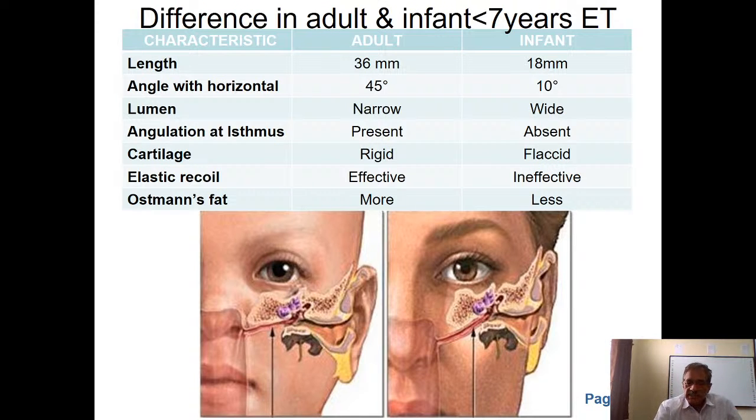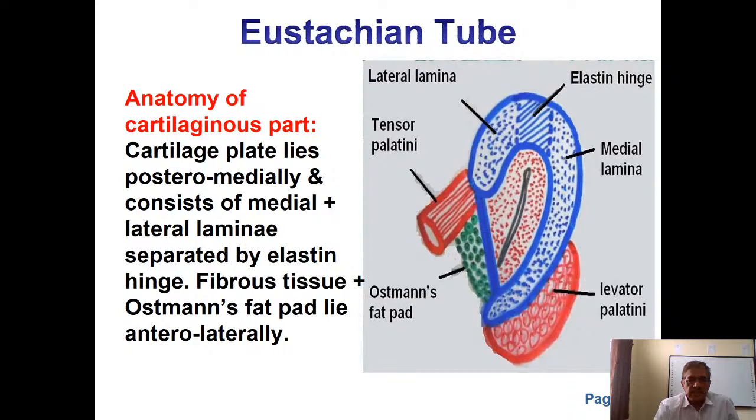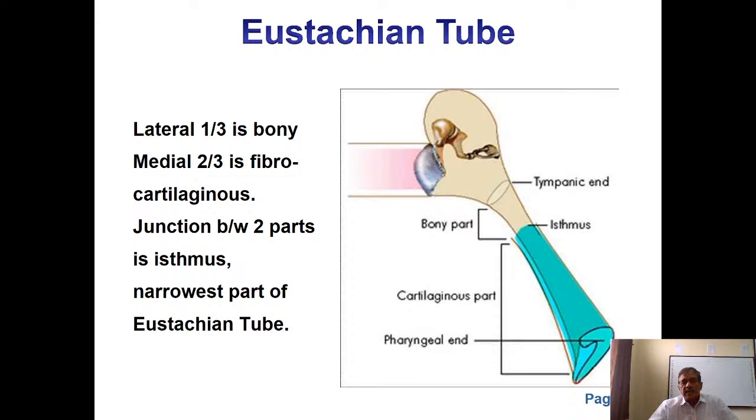If you see the Eustachian tube again, between the bony and the cartilaginous part, there is a small constricted area, which is called the isthmus, the narrowest part of the Eustachian tube. So briefly, it connects the nasopharynx with the middle ear cavity, and it has got the bony part and the cartilaginous part. The cartilaginous part is partly encircling the Eustachian tube and partly the fibrous tissue and pad of fat anteroinferiorly.